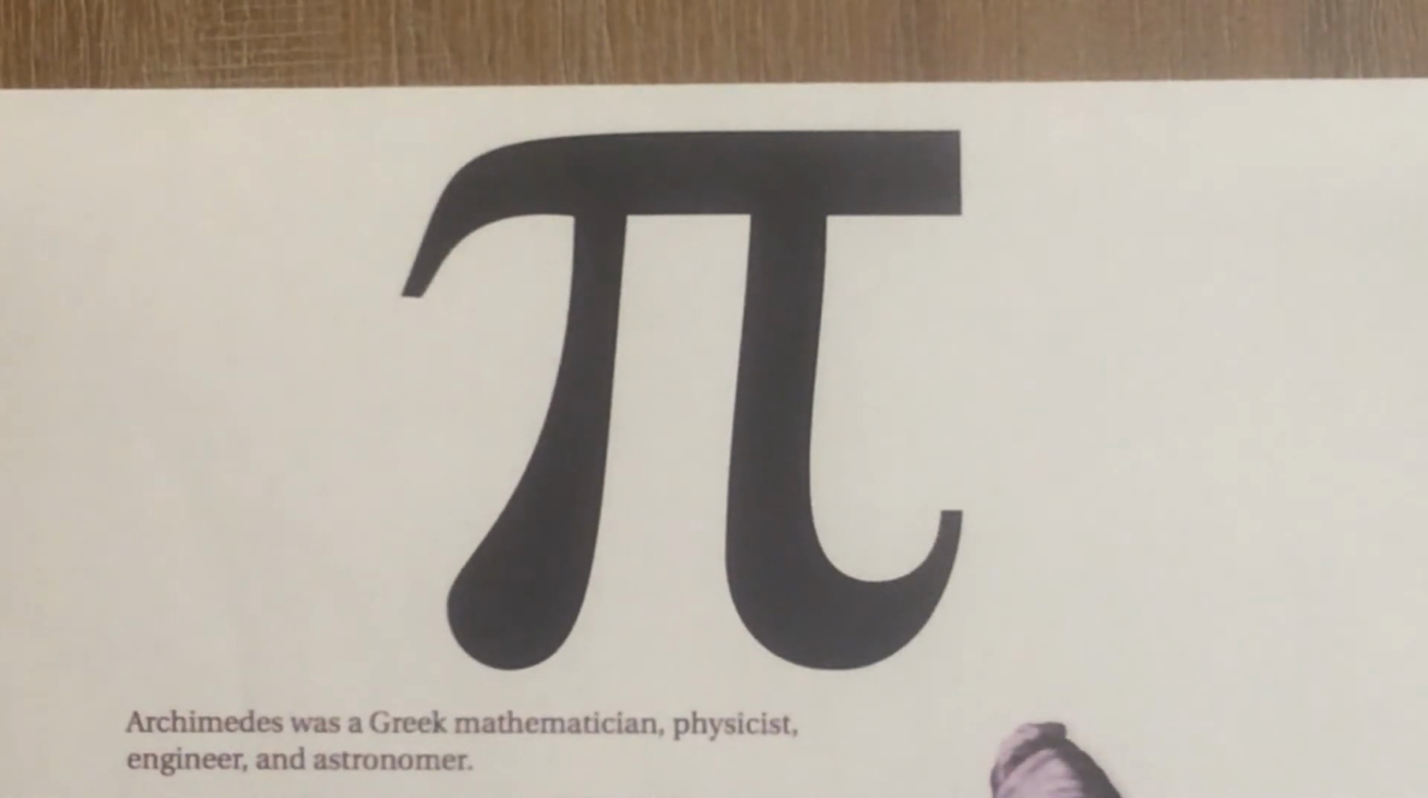Hey everyone, what you see in front of you is the symbol for pi. We are now going to start talking about our first irrational number. We've always worked with rational numbers like fractions and decimals, but pi is your first irrational number. And what is pi?